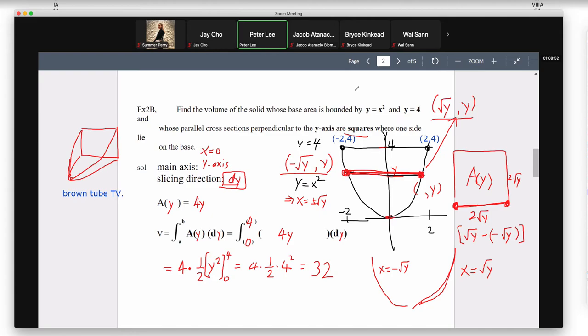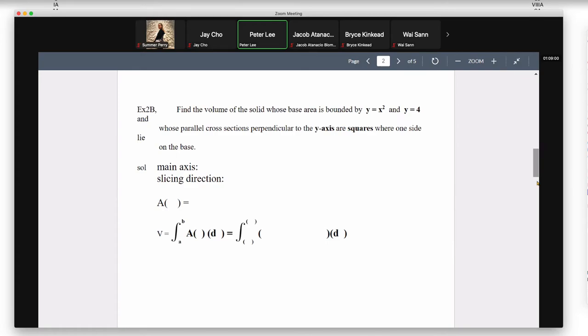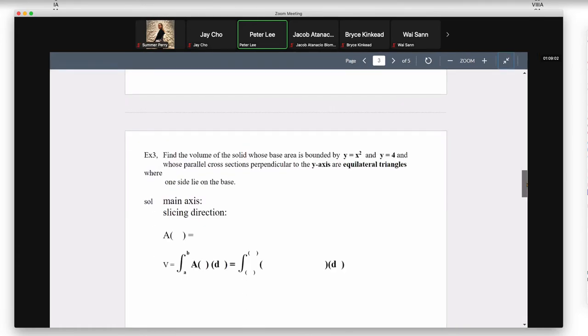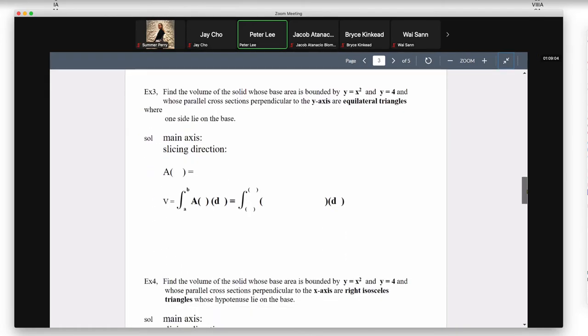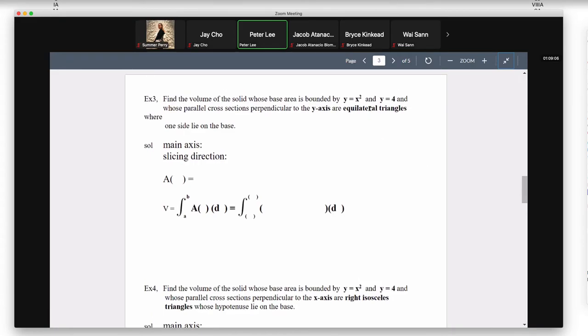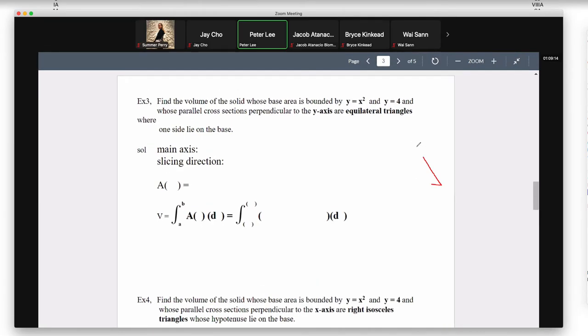Okay, let me now save this. Let's try to do one more. Yeah, we have a lot of problems here, by the way. Equilateral triangles. In this case, we have equilateral triangles here. What is an equilateral triangle? This is essentially the same problem here, but in this case, we have an equilateral triangle like this.